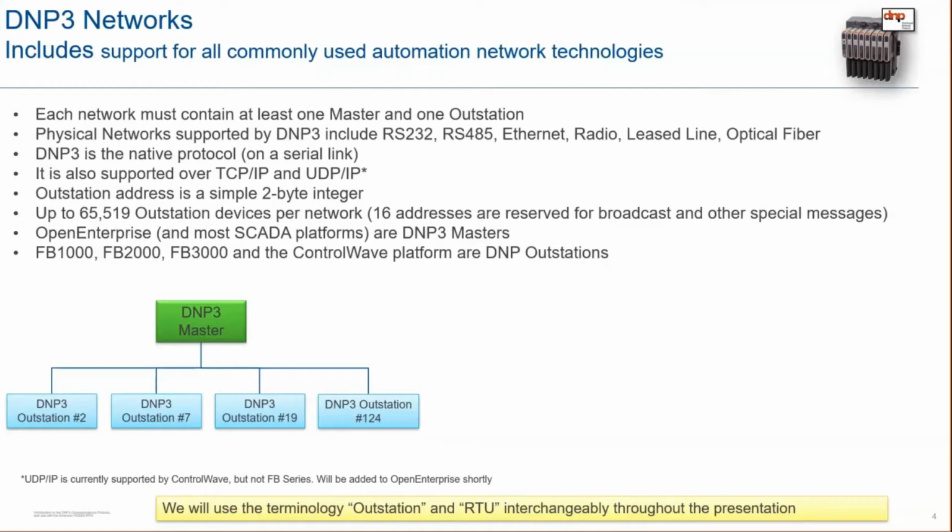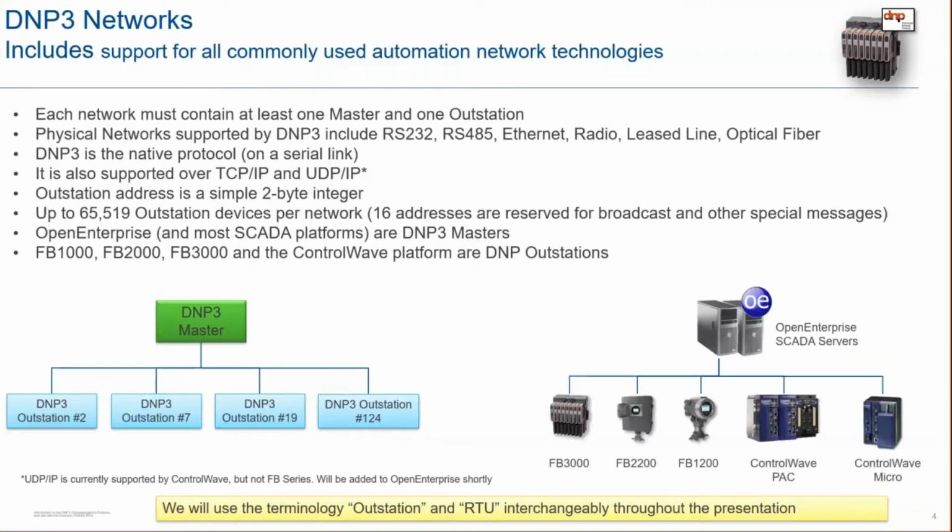Open Enterprise and most competing SCADA platforms are DNP3 masters, and our range of hardware, FB1000, FB2000 flow computers, the FB3000 RTU, and the ControlWave platform are all DNP3 outstations. So if you take the generic DNP3 network, this is what it looks like if you use an Emerson solution. Open Enterprise at the top and the various Emerson hardware products below it.